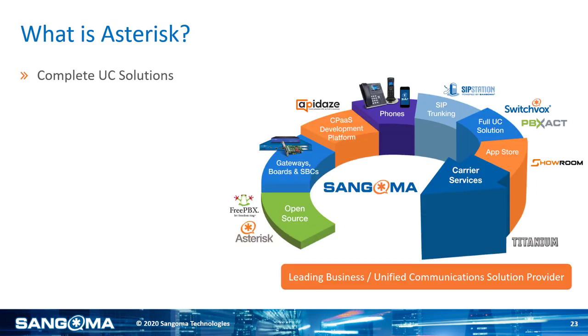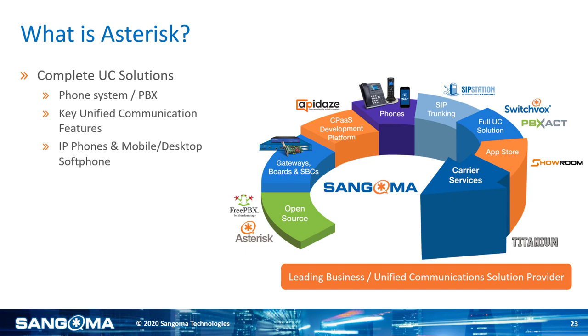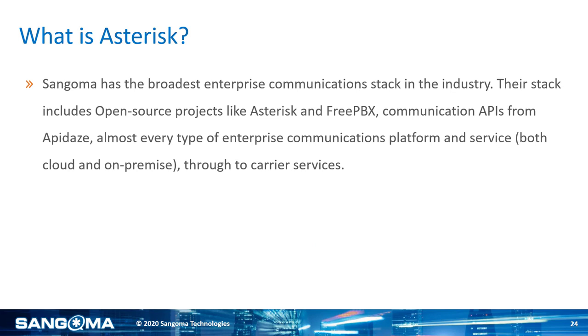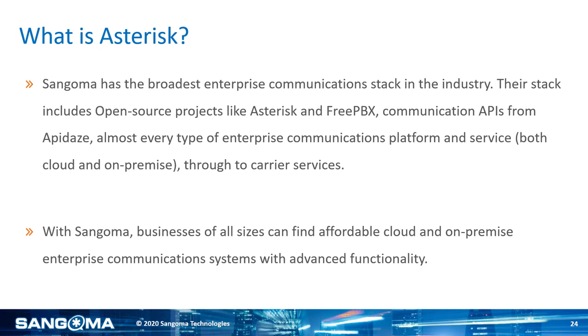Sangoma now offers complete UC solutions, integrated phone systems, PBX, key unified communication features, IP phones and mobile desktop smartphones, connectivity hardware and software, network connections using SIP trunks, all from a single vendor, available as on-premise equipment or as a cloud-based service. Sangoma has the broadest enterprise communication stack in the industry. Their stack includes open source projects like Asterisk and FreePBX, communication APIs, almost every type of enterprise communications platform and services, both on cloud and on-premise, through to carrier services. With Sangoma, businesses of all sizes can find affordable cloud and on-premise enterprise communication systems with advanced functionality.